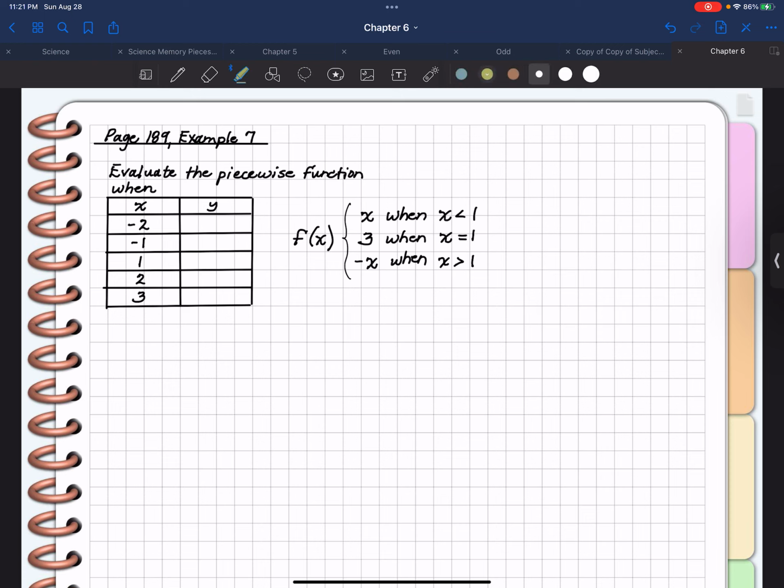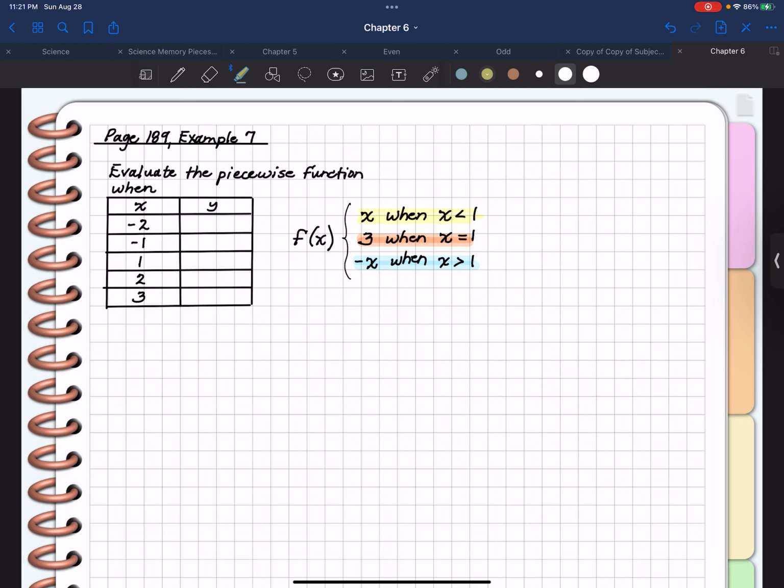When x is less than 1, we're going to use this piece. When x is, let me look at what I've done. -x, when x is greater than 1, we're going to use this piece. I didn't realize that was a -x, but it is. And when it is exactly 1, we're going to use this piece. So the piece of the function we use will depend on the value of x. So let's go in here and color code. That'll be a little bit easier.